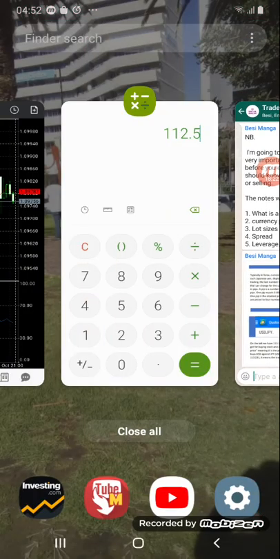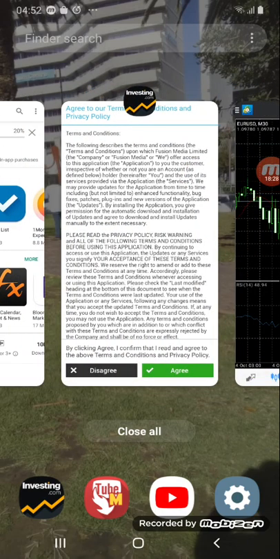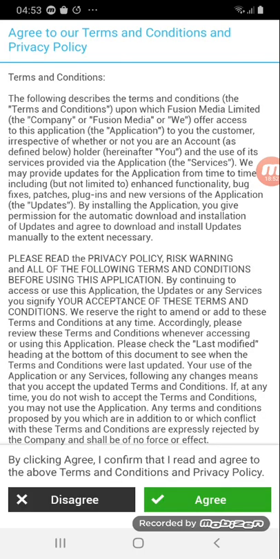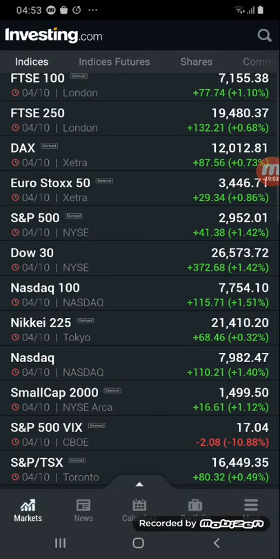All right, now let's go to this very important app. Can you see on the bottom left of my screen? It's written investing.com. You can find it on your Google Play Store or your Apple App Store. I don't know how they call it on Apple, but once you open it, once you install it, it will ask you to agree to our terms and conditions and policy. What you do, you just basically click on agree, and then it will start loading.